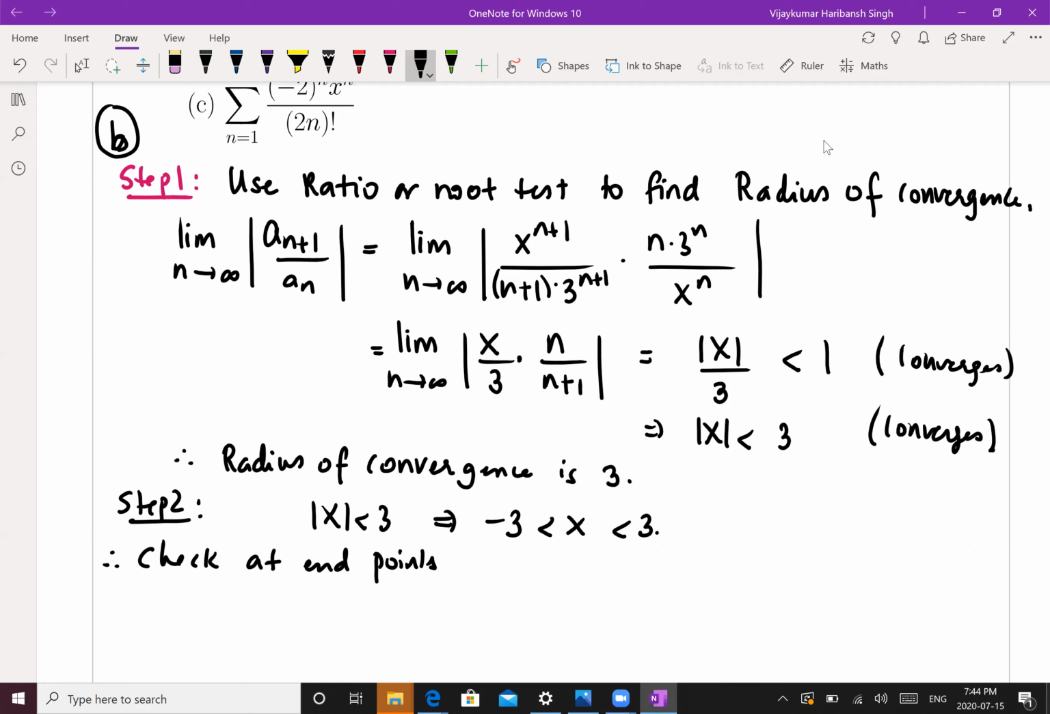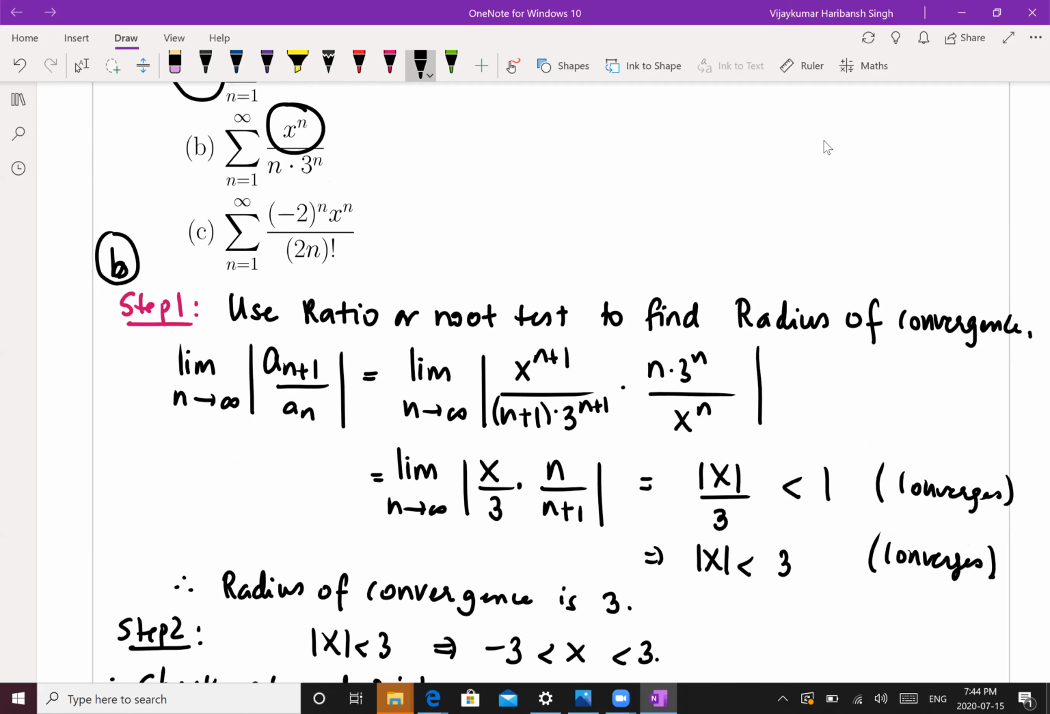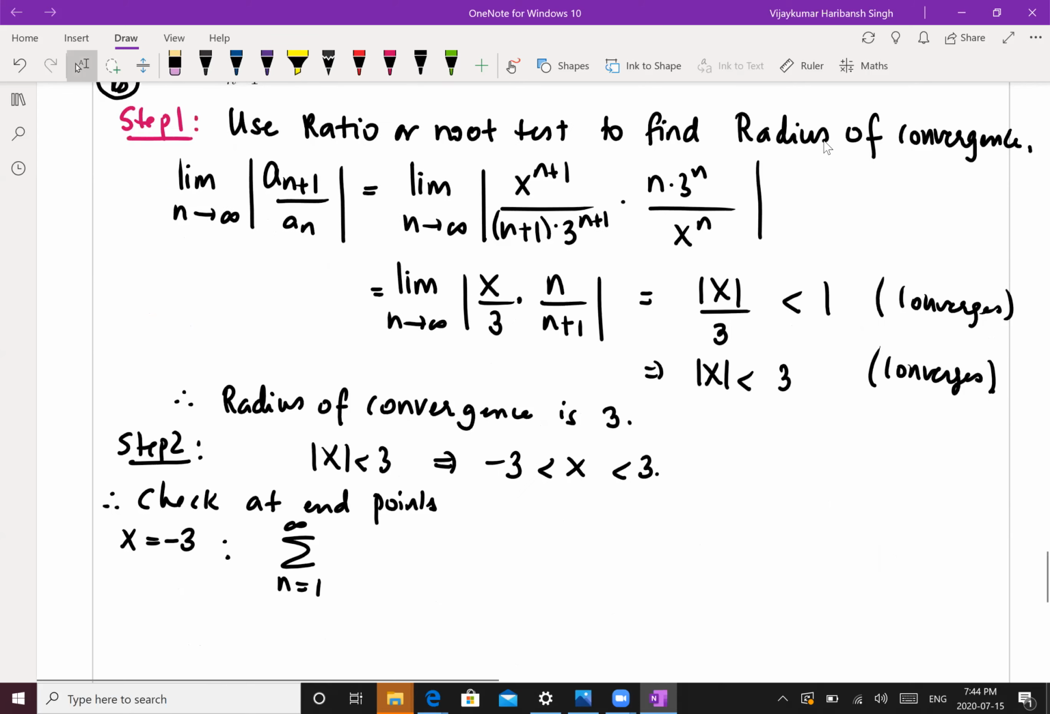So first endpoint is what? x equals minus 3. Then the series becomes summation n equals 1 to infinity. What is my series? Instead of x, I will put minus 3. So minus 3 to the power n times n times 3 to the power n.